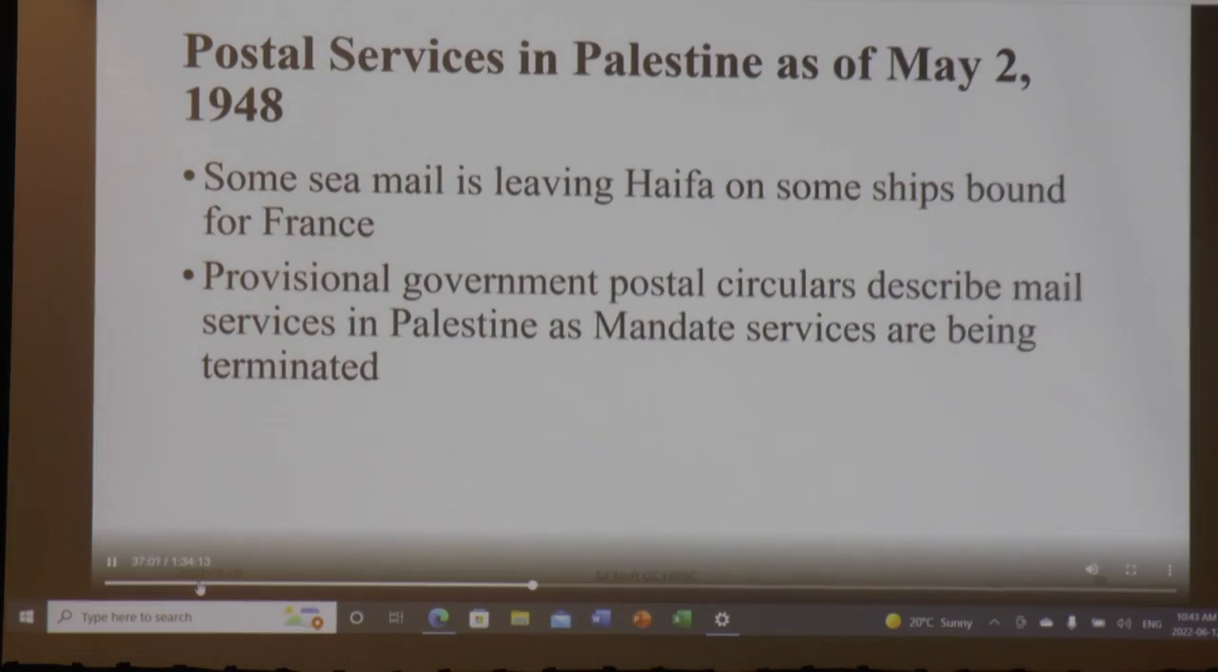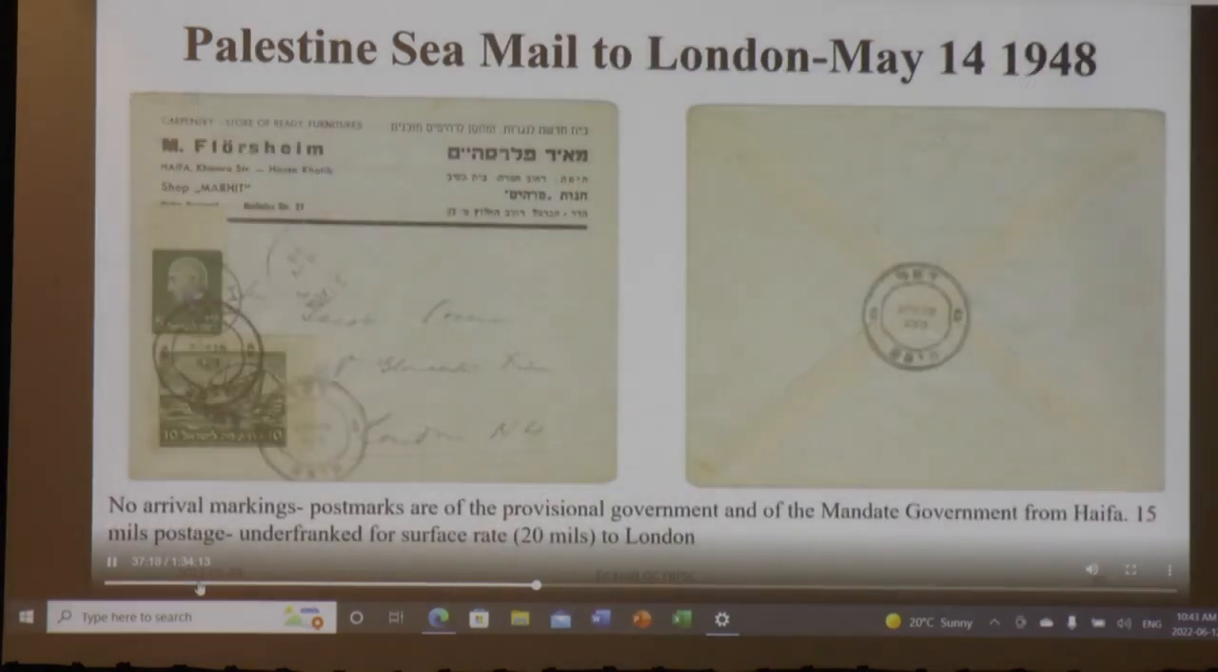I won't get into them, but they talked about how mail could be sent within Palestine or perhaps out of Palestine. But remember, mail service wasn't going anywhere for the most part except by sea or maybe by land, or if somebody would take a letter for you on a plane. But there weren't planes going out unless you got to a different country. So sea mail left Haifa in certain circumstances. Here's an example of some sea mail going to London. It's dated May the 14th, postmark May the 14th, 1948.